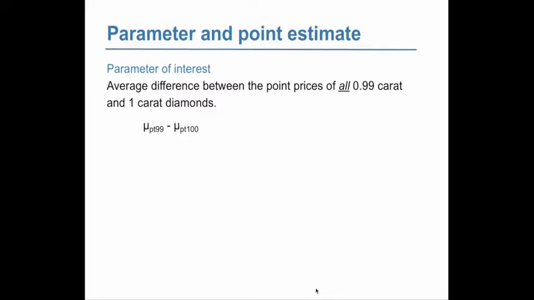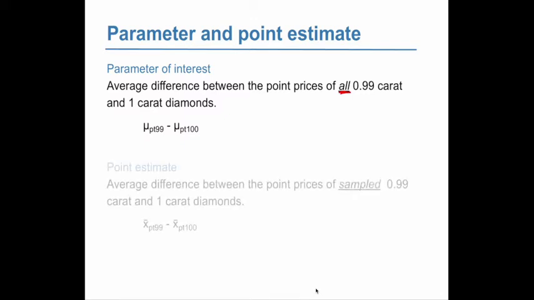So identify our parameter and our point estimate. Our parameter is the average difference between the point prices of all 0.99 carat and 1 carat diamonds. Point estimate is going to be the average difference between the point prices of the sampled 0.99 carat and 1 carat diamonds.